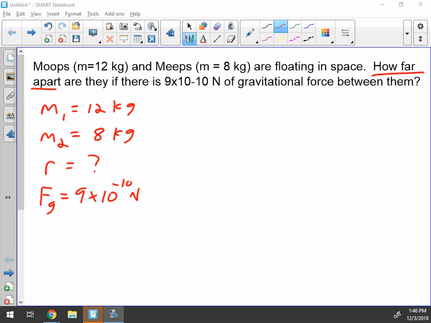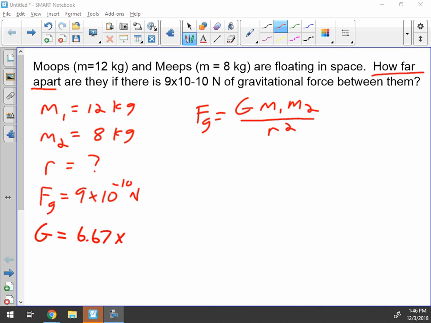I have an equation, which is big G, M1, M2 over R squared. And if you recall, big G is the gravitational constant. It is always 6.67 times 10 to the negative 11. So I am going to plug my numbers in.